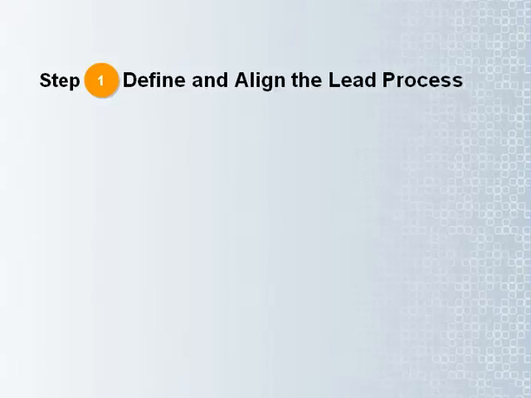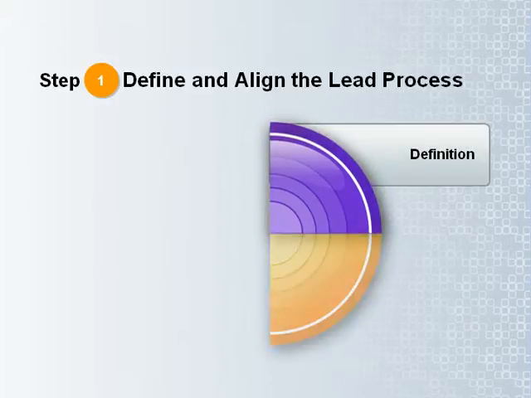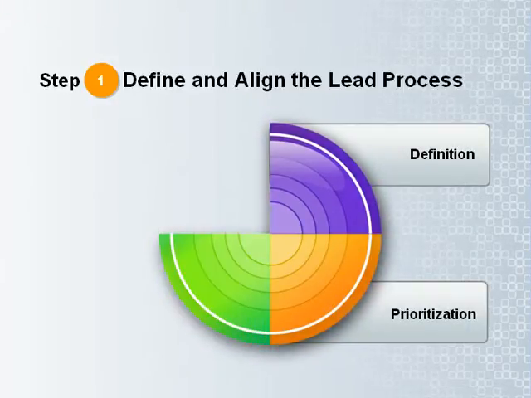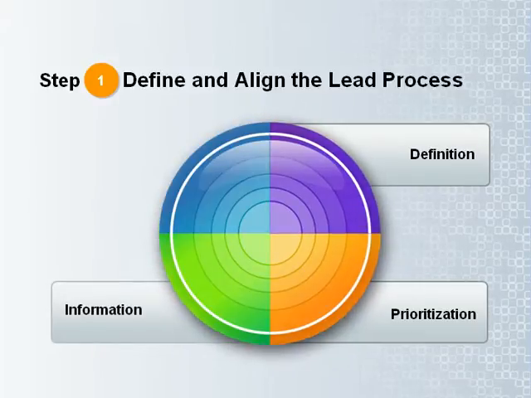Step 1. Define and align the lead process. A logical place to start is the common touchpoint between marketing and sales: leads. Too often, marketing blames sales for not following up on the leads it generates, while sales accuses marketing of not pulling in the right leads. To break this stalemate, form a joint task force to agree on lead definition, lead prioritization, information to be captured, and when the handoff to sales should occur.